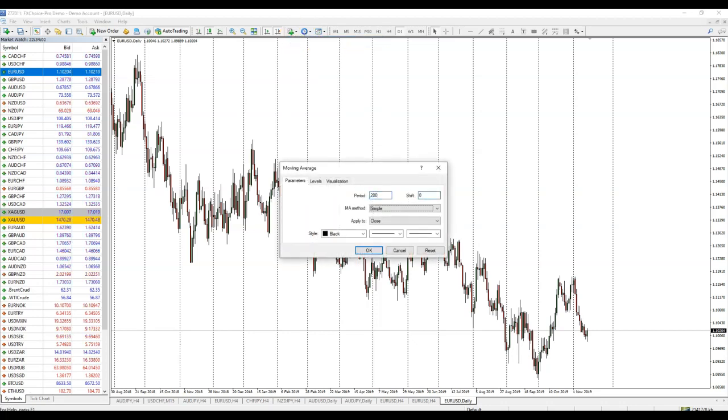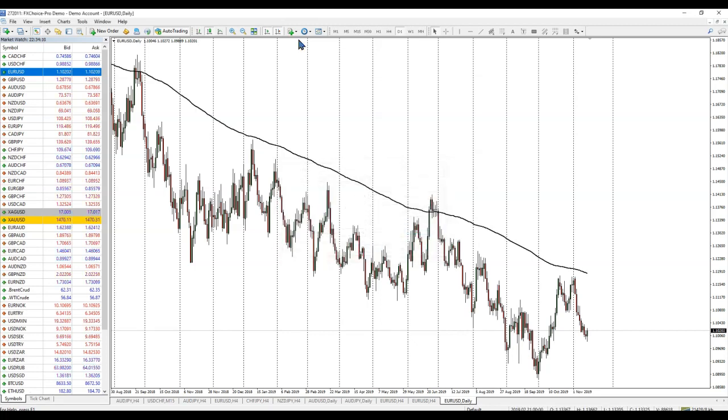200, EMA, make it a dark or thick line, hit enter. That's primarily it. When price is below the 200 moving average, which is this black line, then we're looking for sells. When price is above the 200, we're looking for longs, buys.